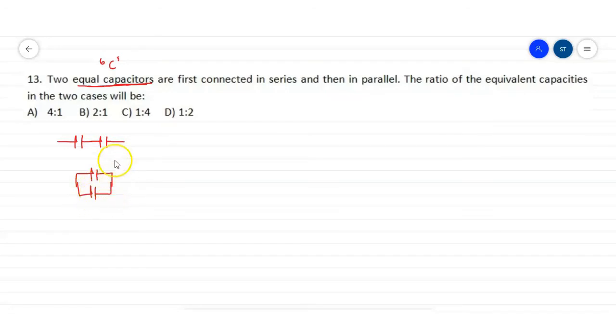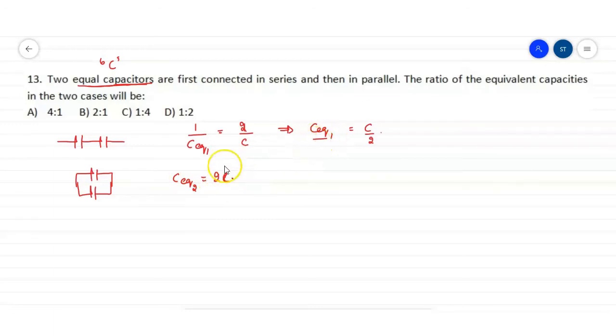We know that when two capacitors C1, C2 are in series connection, then 1 upon C equivalent will be equal to 1 by C1 plus 1 by C2. Here C1 and C2 both are equal to C. So 1 by C plus 1 by C, that will be 2 by C. So here C equivalent in the first case will be equal to C by 2. Similarly, when they are in parallel, if C1, C2 are in parallel, then equivalent capacitance will be equal to C1 plus C2. Here again both are equal, so this will be equal to 2C.